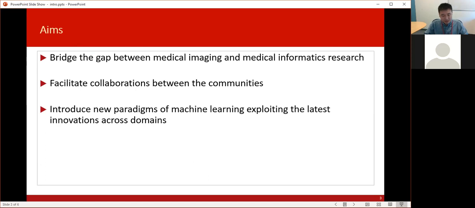patient-centered care. So this tutorial at CVPR 2021 aims to bridge the gap between the medical imaging and medical informatics research, to facilitate the collaborations between the communities and introduce new paradigms of machine learning, exploiting the latest innovations across the different domains.